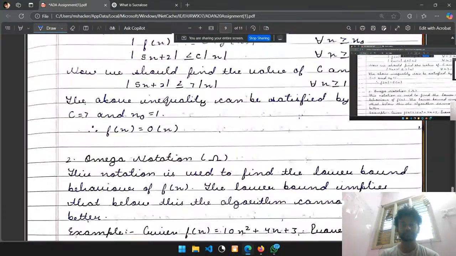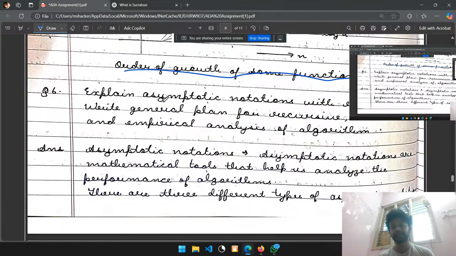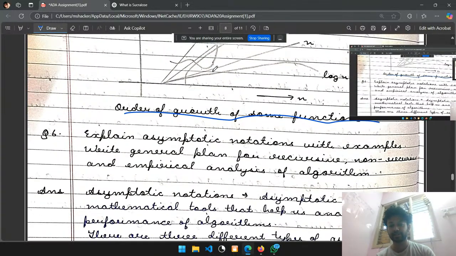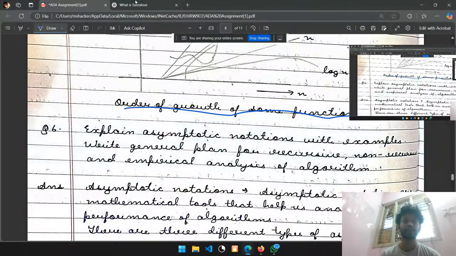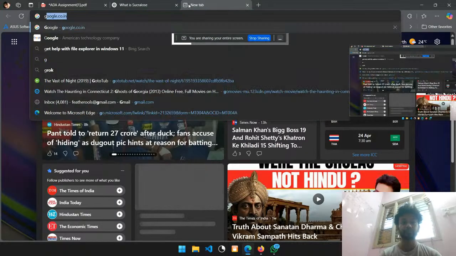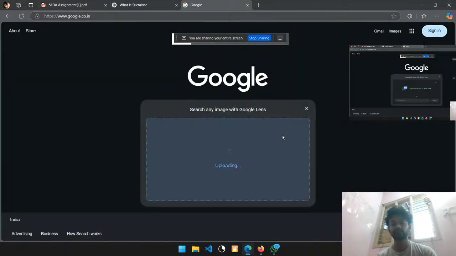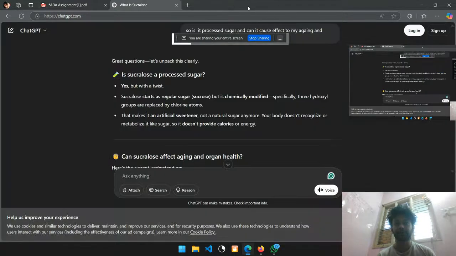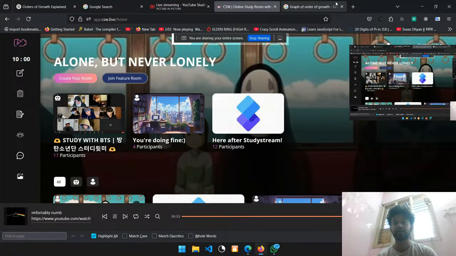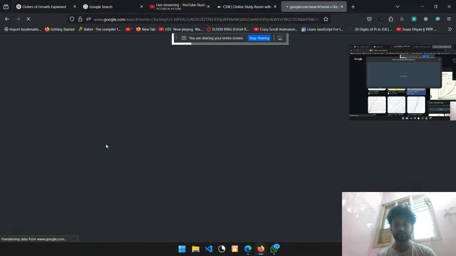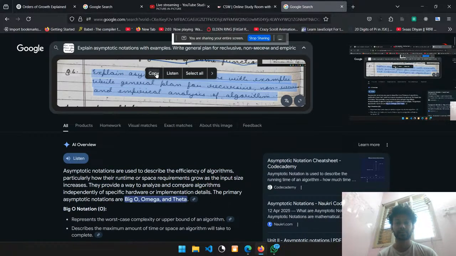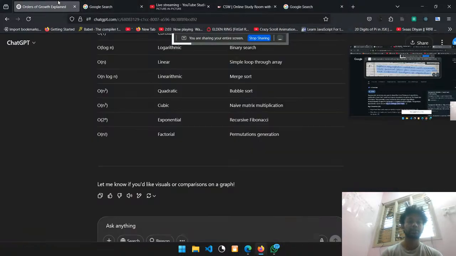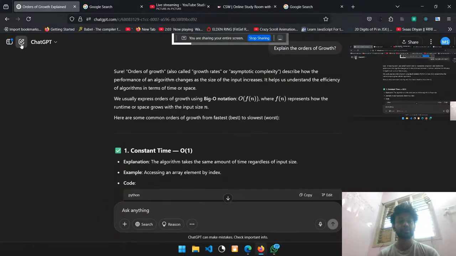That's weird. I don't know what I should even eat. Okay, so: explain asymptotic notation with examples and write a general plan for recursive and non-recursive empirical analysis of algorithms. This is going to be a very long question. Before we mess it up, why did it go blocked? Don't let me search. I don't care. Yeah, I'm doing the search. God, my head's aching like crazy. So let me paste it here. A few more questions and we are done for the day.